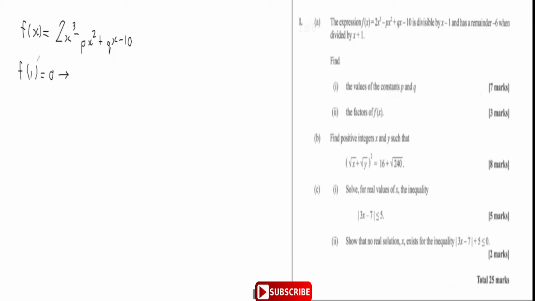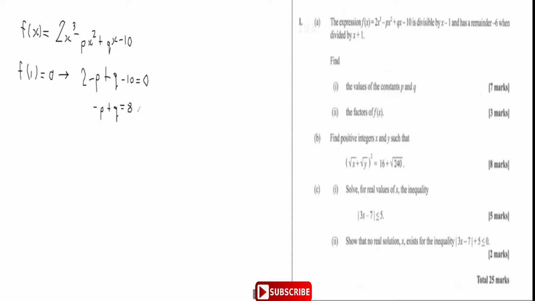If f of 1 is equal to 0, we can substitute 1 into f, and we're going to get 2 times 1 cubed, which is 2, minus p times 1 squared, which is just p, plus q minus 10. They're telling us that that is of course equal to 0. So I'm just going to rewrite it this way: minus p plus q is equal to, when I bring over 2 minus 10 is minus 8, so when I bring it over it is positive 8. And let's hear what they say next.